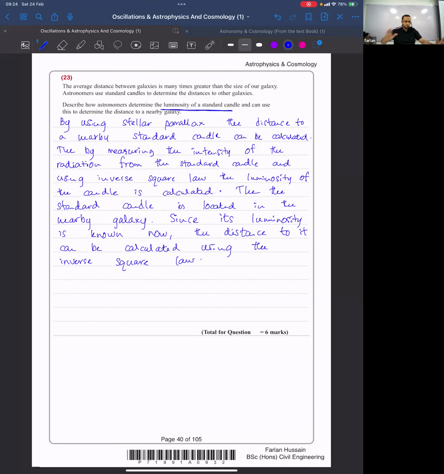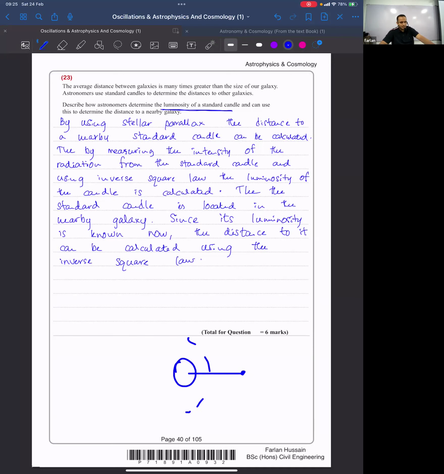Now the question is, the average distance between galaxies is many times greater. Astronomers use standard candle to determine the distances to other galaxies. Describe how astronomers determine the luminosity of standard candle and how it can be used to determine the distance to a nearby galaxy. So what we do is we pick a star close by to us, and we find its luminosity. How do we do that? That is by using the stellar parallax. By using stellar parallax, the distance to a nearby standard candle can be calculated.